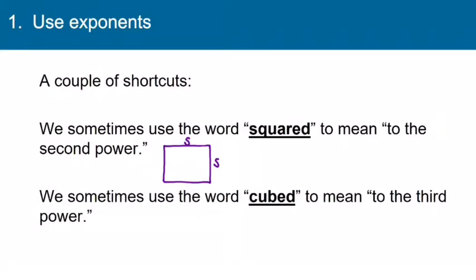And the same kind of thing happened with the third power, except a cube has 3 dimensions. So if you wanted to calculate the volume of a cube, you'd do its length times its width times its height, which in this case would be s times s times s, so s to the third power. And you can see how the third power became associated with the word cubed. And again, the second power became associated with the word squared.